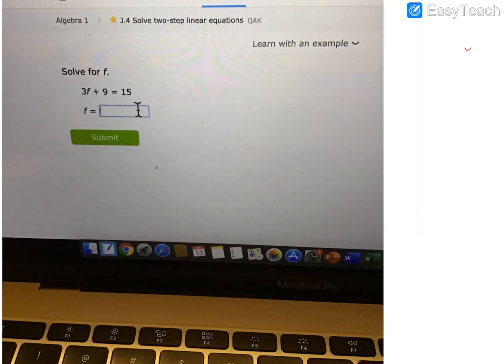All right, so we are looking at solving two-step equations. This is an IXL J3. Okay, and it says solve for f. So 3f plus 9 equals 15.